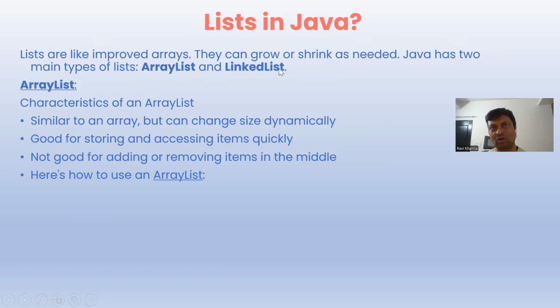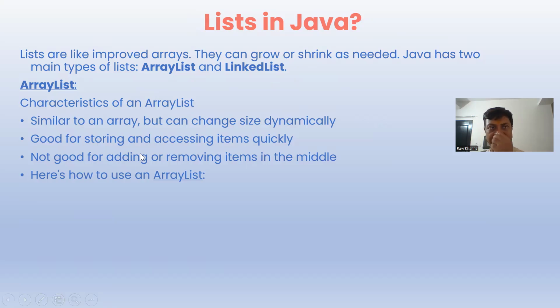Now there are dynamic arrays as well. A list is a kind of array, but we can say it is an improved array, so it can grow or shrink as needed. Java has two main types of lists in the dynamic category, which are ArrayList and LinkedList.